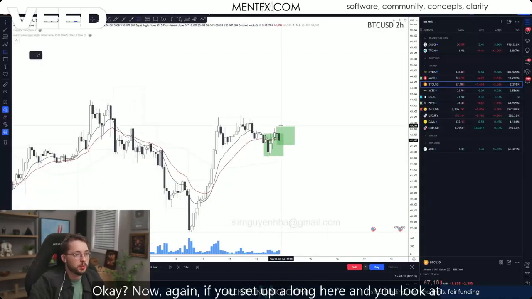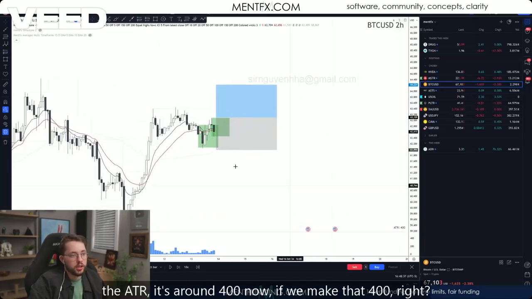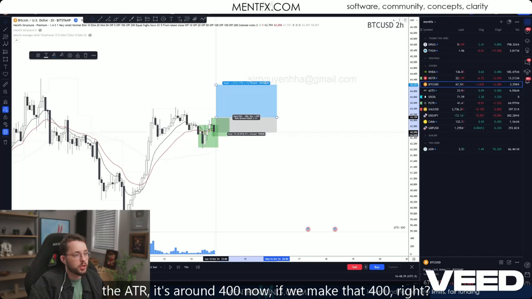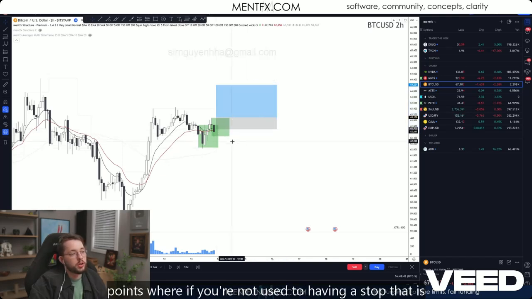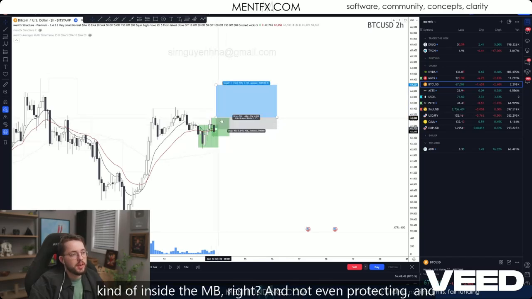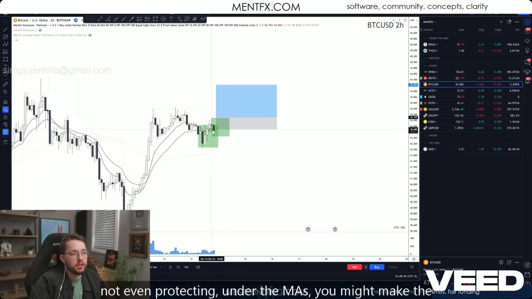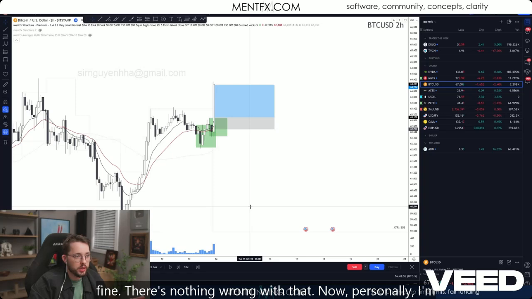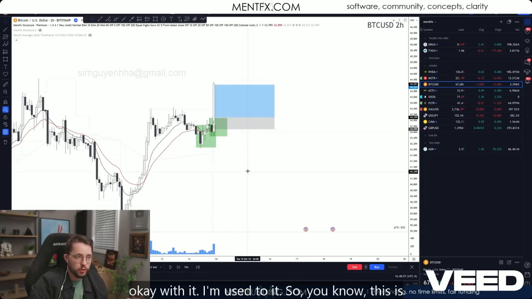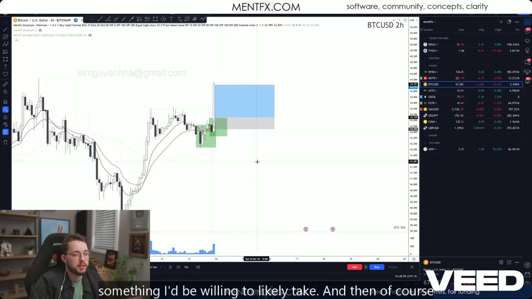Now, again, if you set up a long here and you look at the ATR, it's around 400 now. If we make that 400, that puts you around here. So again, this is one of those points where if you're not used to having a stop that is kind of inside the MB, and not even protecting under the MAs, you might make the choice to not take this at all, right? That's perfectly fine. There's nothing wrong with that. Now, personally, I'm okay with it. I'm used to it. So, this is something I'd likely be willing to take.